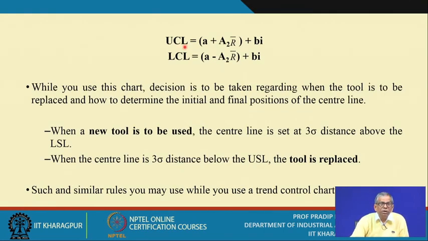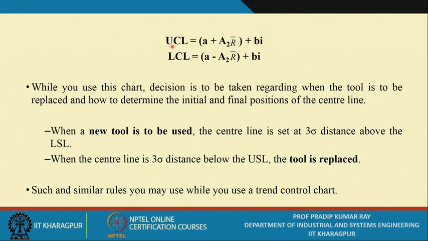So what will be the upper control limit and the lower control limit for the regression control chart? They are a plus A2 R bar plus b i, and a minus A2 R bar plus b i. If you refer to this figure, you will come to know the location of the upper and lower control limits. They are held parallel to the central line, and the central line has a slope of b.